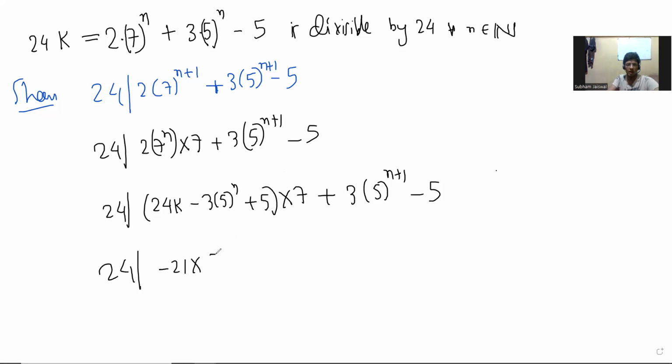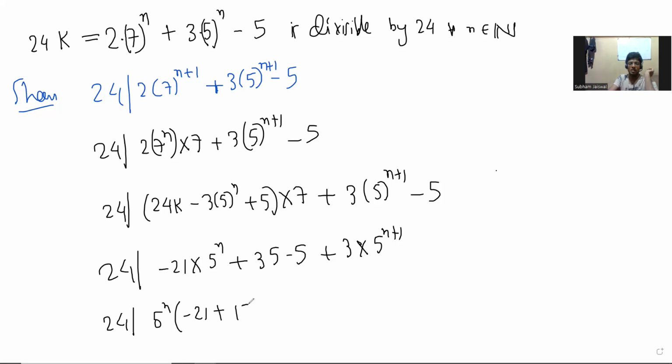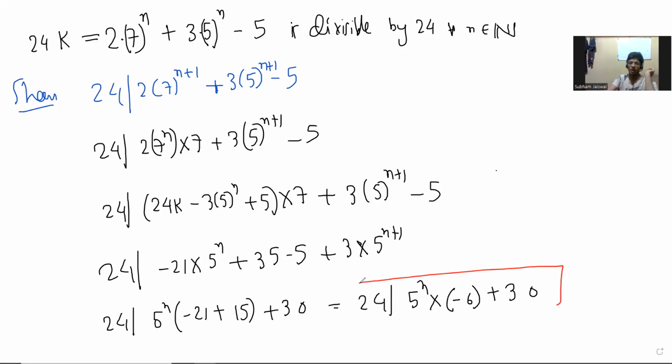So then we have this 21 times 5 to the n, plus 35 minus 5 plus 3 times 5 to the n plus 1. Let's simplify everything and write. Let's not think too much. This is 15 and this is 30. Note this is a much simpler thing to prove. I'm not saying it's obvious, but it is much simpler to prove.